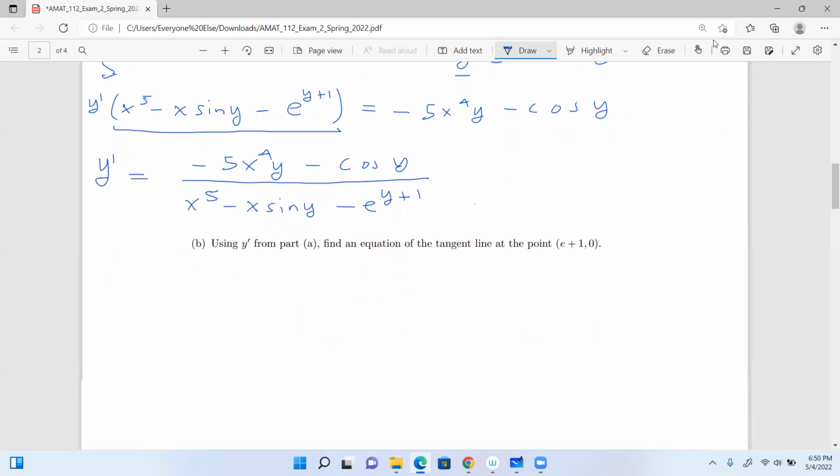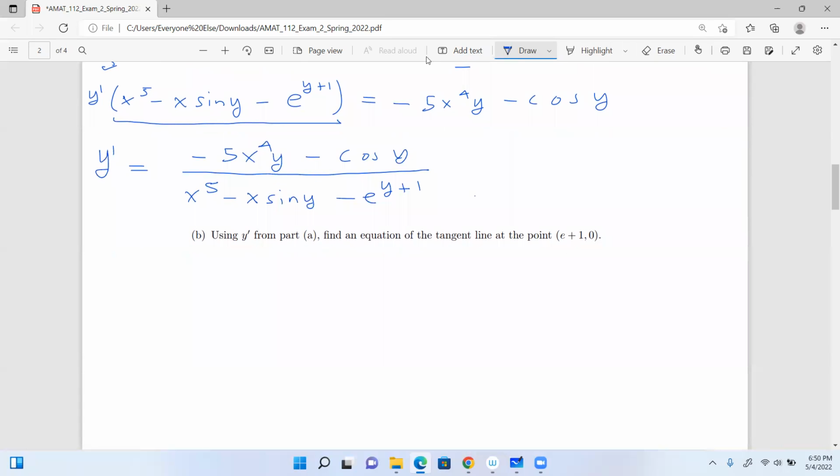So now we're going to go into the second part, and we want to find the tangent line. So remember, the derivative gives you the slope at the tangent line. So we're going to evaluate at x is equal to e plus 1 and y is equal to 0. So if we do that, we see that y prime, which is going to give us the slope, is equal to the following. So I plug in 0 here, so that kills that term. And then I don't even have to plug in for x, because that term will just vanish. And then have minus cosine of 0, but minus cosine of 0 is just negative 1.